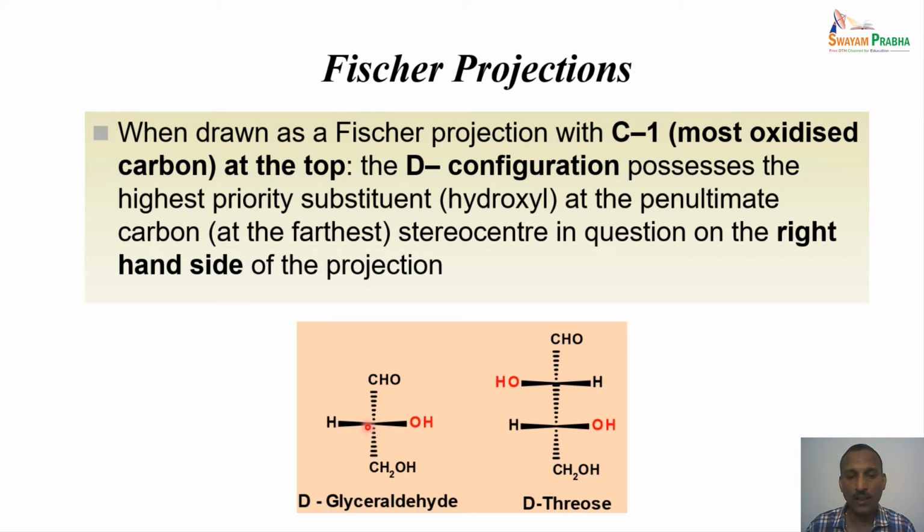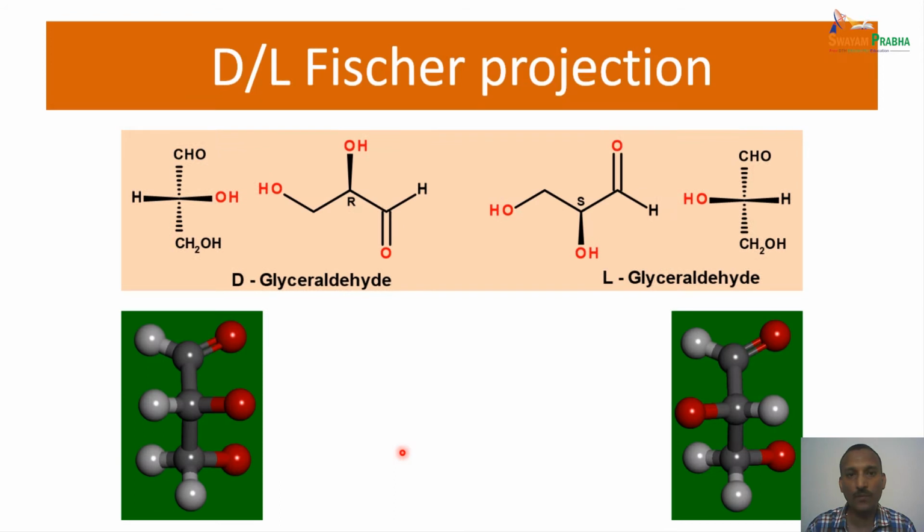And in this second carbon, the hydroxyl group is on the right hand side. So when the highest priority group hydroxyl is on the right hand side, this molecule is called the D-isomer. That means this is D-glyceraldehyde. Let us go back to the previous one.